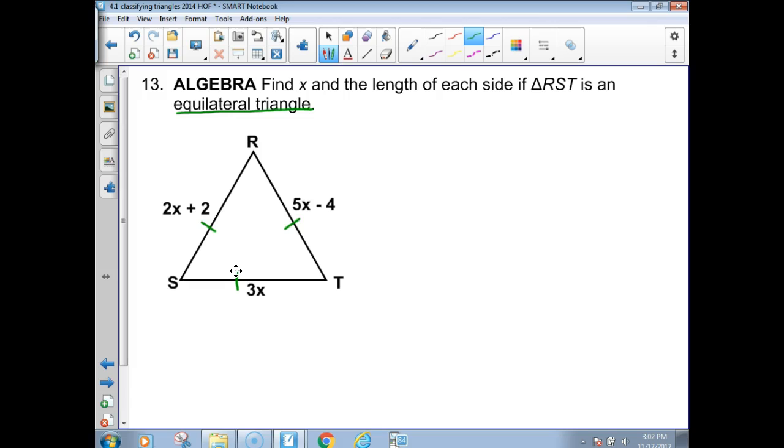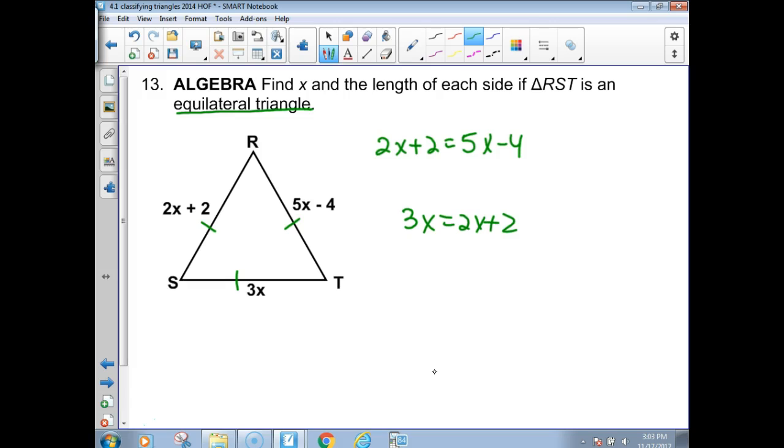What are we going to do? Chloe? Okay, you could do 2x plus 2 equals 5x minus 4. Did anybody see another equation? What else could you do? 3x equals 2x plus 2. Yes, Kenny? He just said it the other way.